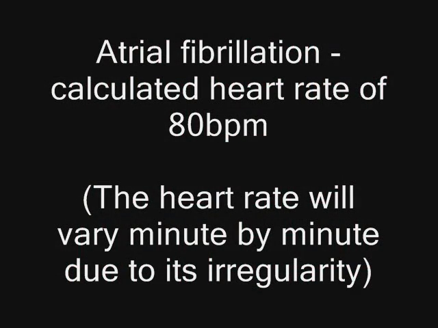Therefore, we have atrial fibrillation with a heart rate on this calculation of 80 beats per minute, being aware that the heart rate will vary from minute to minute, and in fact may alter on differing calculations. But you can give a fairly accurate heart rate, though as I've said, it is altering from minute to minute. There's atrial fibrillation on this calculation with a heartbeat of 80 per minute.